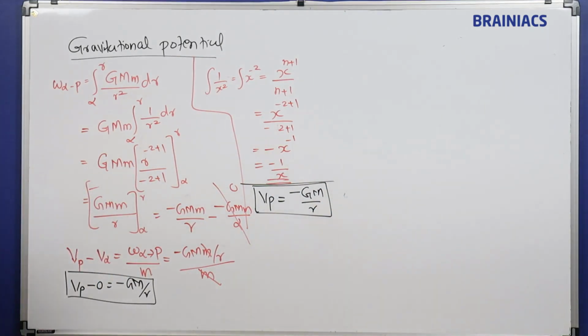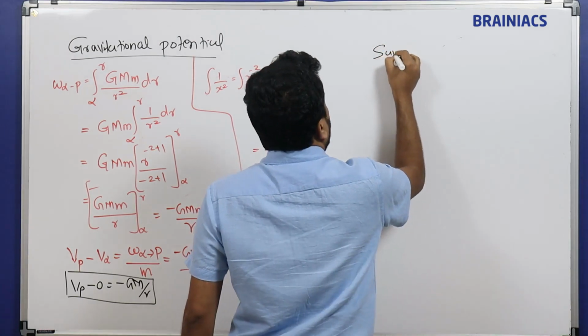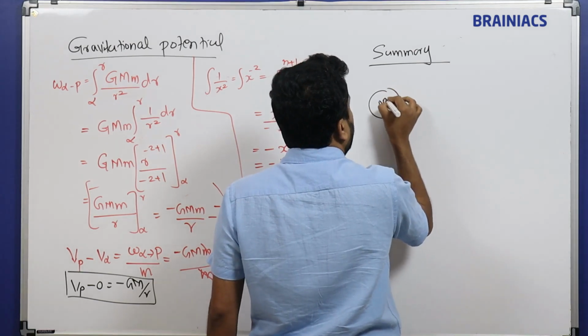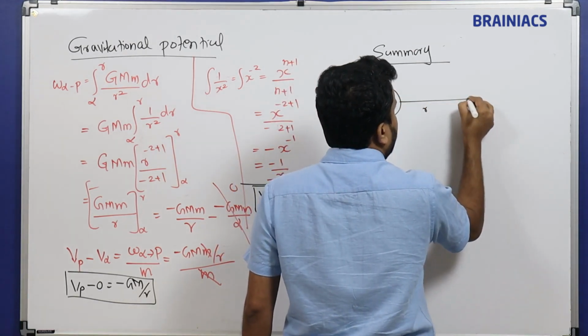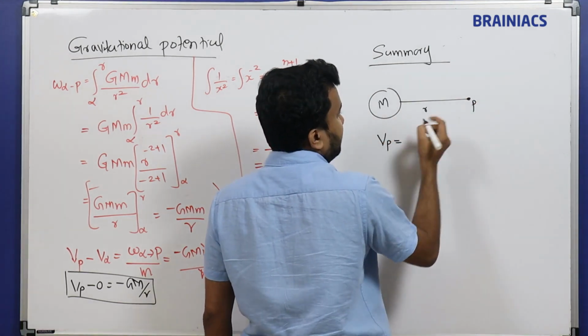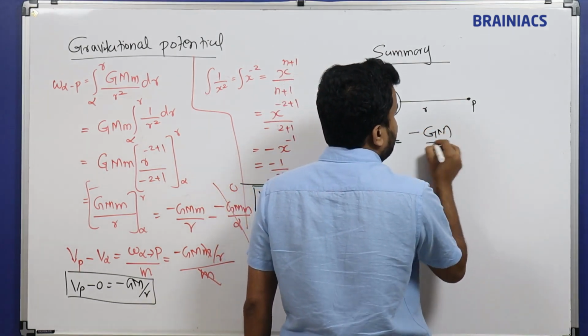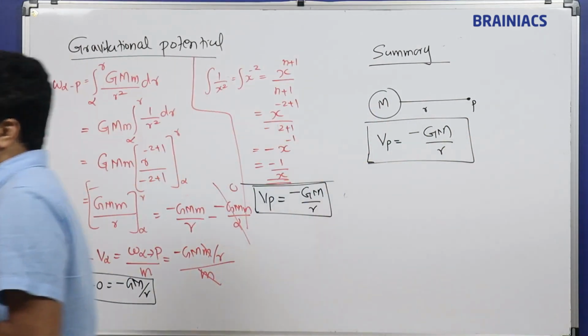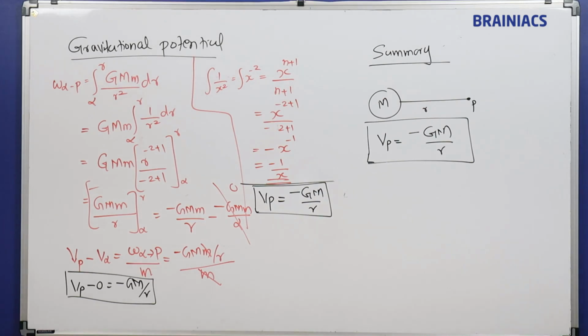So I would like to summarize this topic. If you have kept a mass M at a distance of r meter away and the point is called P, then the gravitational potential Vp at this point is equal to minus GM divided by r. So this is the summary. At a distance of r, the gravitational potential is equal to minus GM divided by r. That is the concept behind the gravitational potential topic. Okay, perfectly.